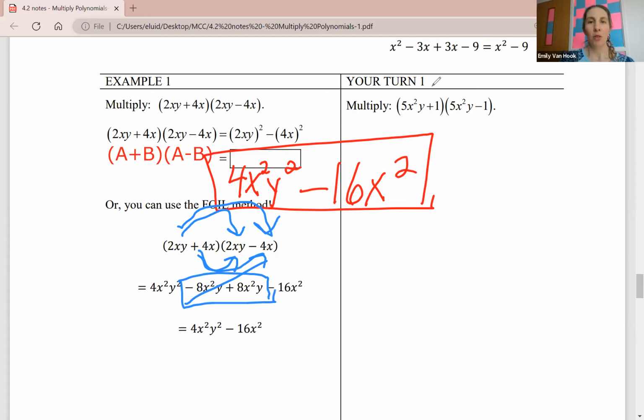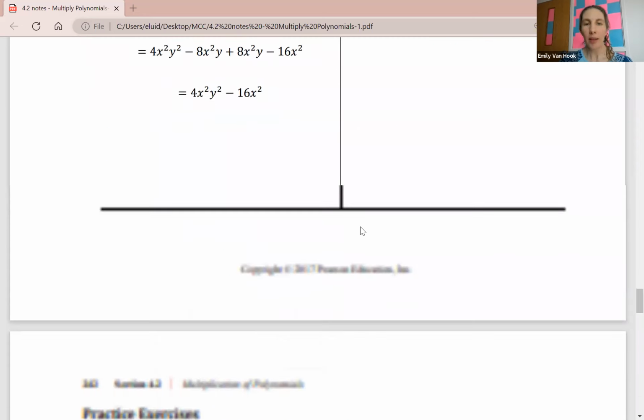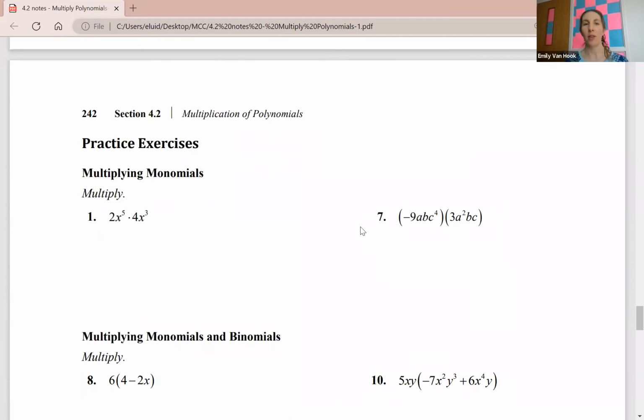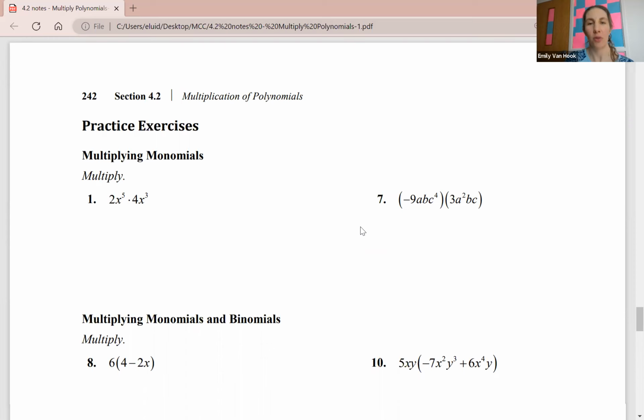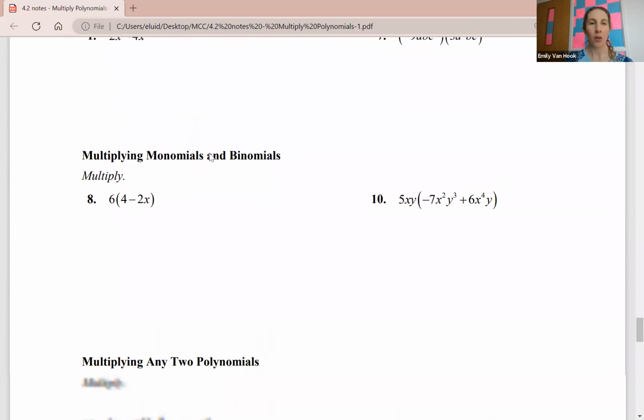Okay, good. So those are some special formulas for multiplying polynomials. And that's all we got for examples. What we have after this are some practice exercises. So I just want to give you a little preview. The ones at the top of the page, numbered 1 and number 7. Yes, we're skipping some, so that's why the numbers are a little strange. These are multiplying monomials, so you can go back to that section at the beginning of the notes to remember how to do those. And it kind of just builds from here, multiplying monomials and binomials.